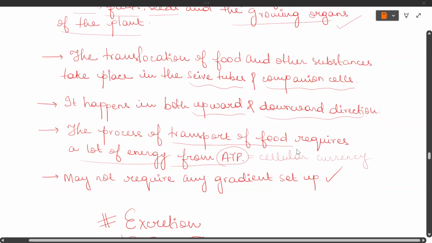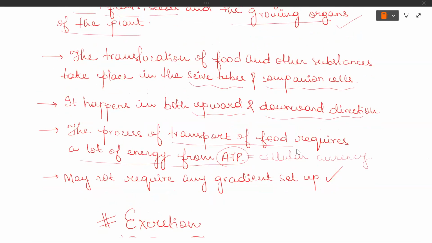ATP contains a lot of energy, and when ATP is broken down, a lot of energy is released. That energy is utilized by the animals and the plants. Understood? So the process of transport of food is an energy-requiring process, because food is obviously a bigger molecule as compared to water. That is why it requires more energy.